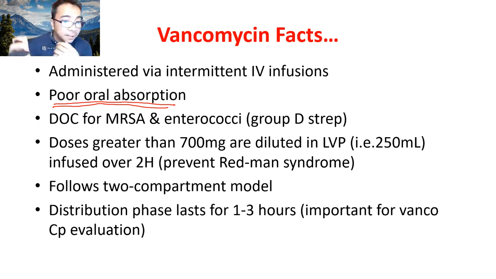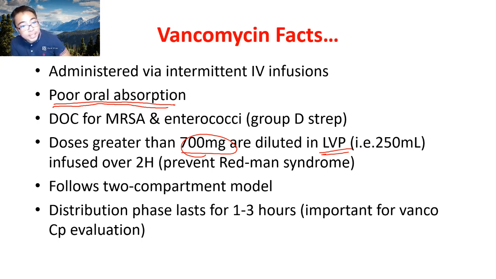Okay? So, ayun. Anyway, so vancomycin class is a drug of choice for MRSA, methicillin-resistant Staph aureus, and enterococci group D strep. Now, normally class, doses that are greater than 700 milligrams are often diluted in large volume parenterals. So meaning class, if the dose that you're going to give is going to exceed 700 milligrams, normally class, dinadilute niyan sa large volume parenteral, like 250 ml NSS.